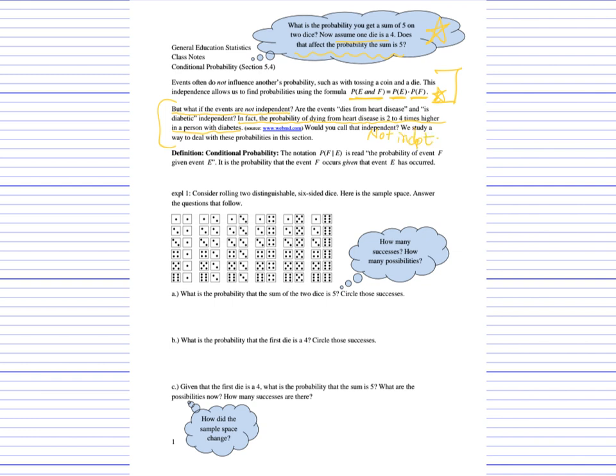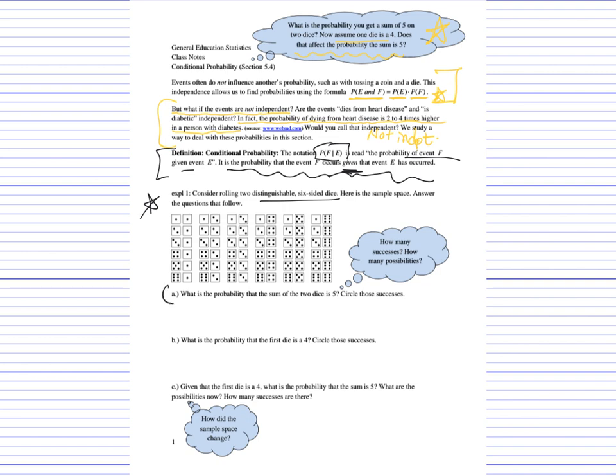Okay, let's look at this definition of conditional probability here. We have the notation, we're going to read it as probability of F given E, and it's the probability that F occurs given that E has already occurred. Let's look at this example down here for number 1. Consider rolling 2 6-sided dice. Here's the sample space. Answer the questions that follow.